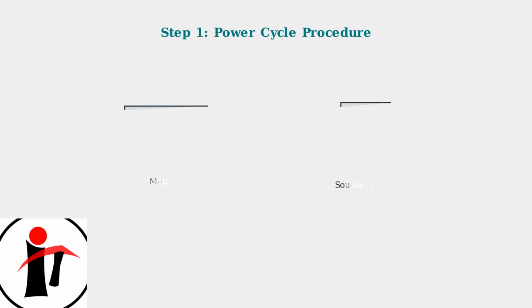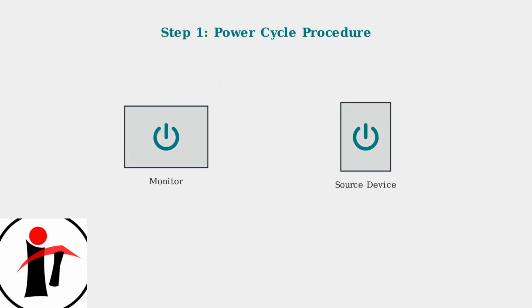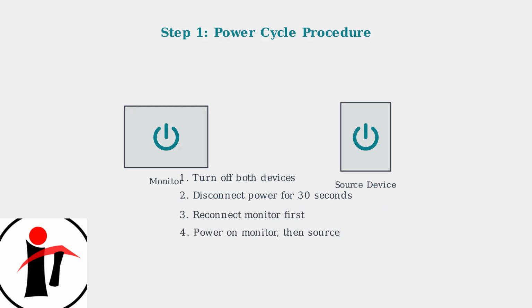Begin troubleshooting with basic diagnostics. The power cycle procedure is your first line of defense against input recognition issues. Turn off both devices, disconnect power cables for 30 seconds, then reconnect the monitor first, followed by the source device. Power on the monitor, then the source device.